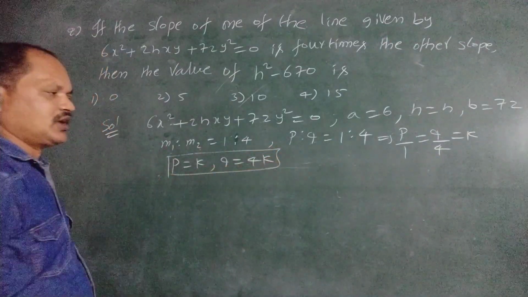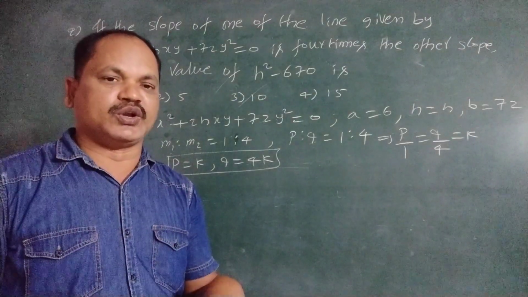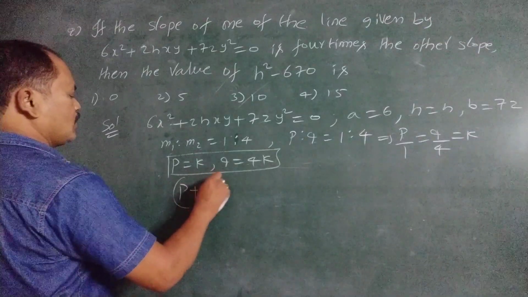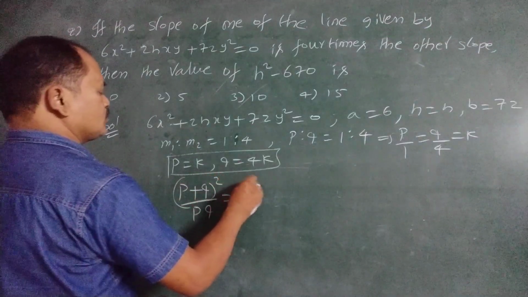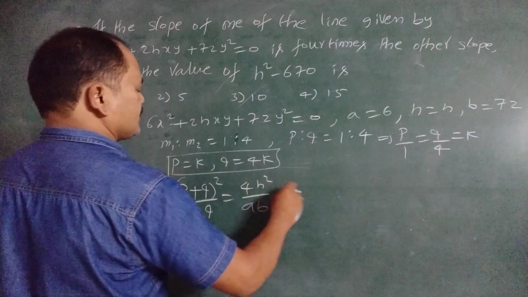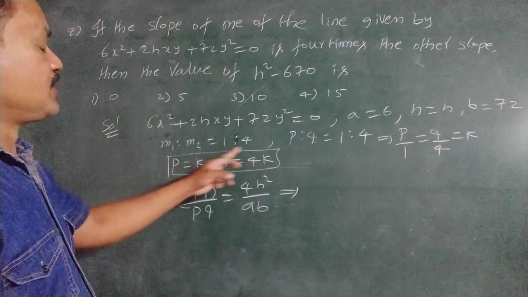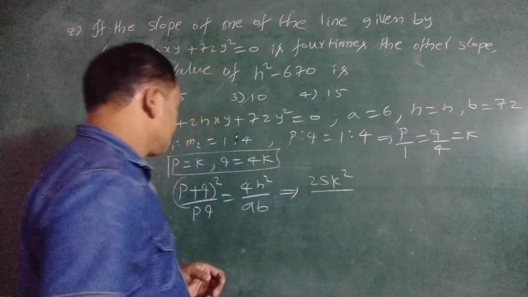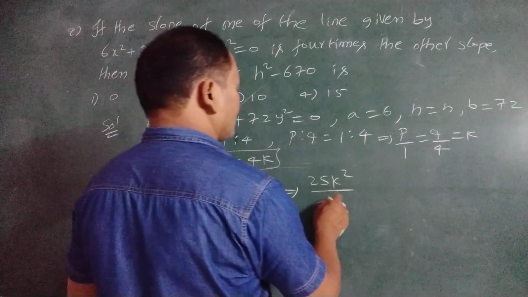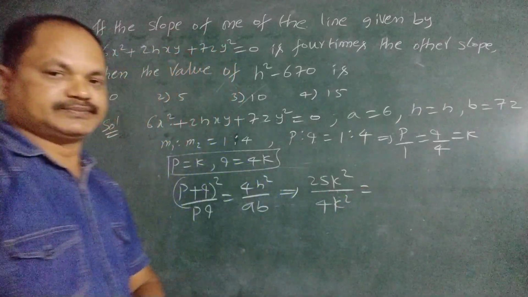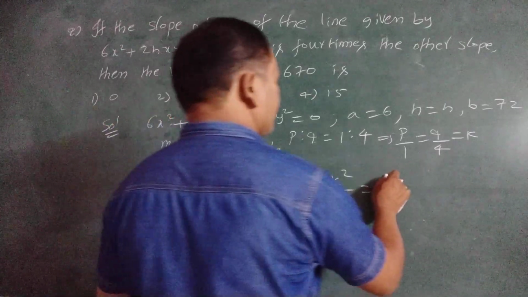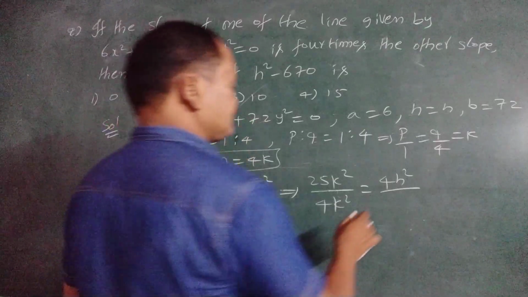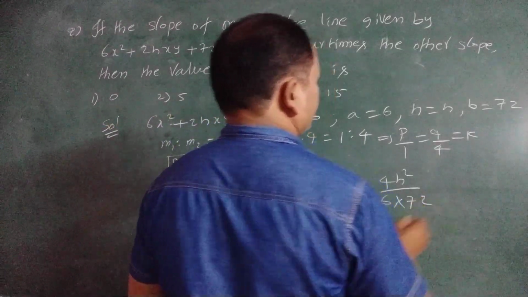Now what is the formula? (p + q)² / pq = 4h² / ab. That's all. p + q is k + 4k, that is 5k. So (5k)² is 25k², divided by pq, which is 4k², is equal to 4h² / ab. What is ab? 6 into 72.